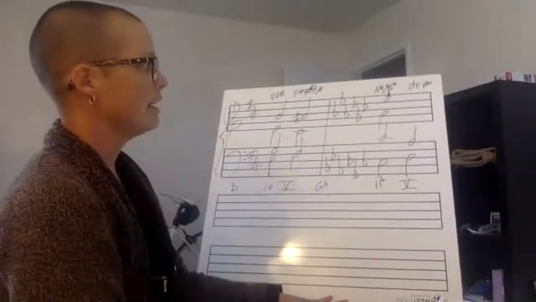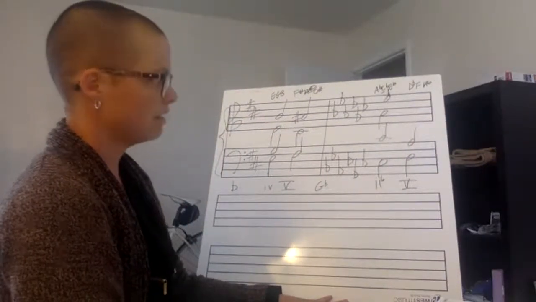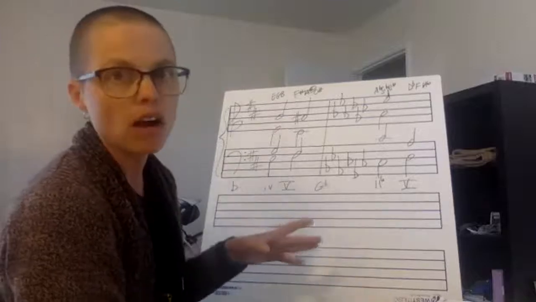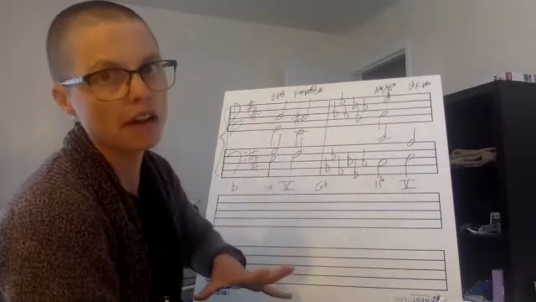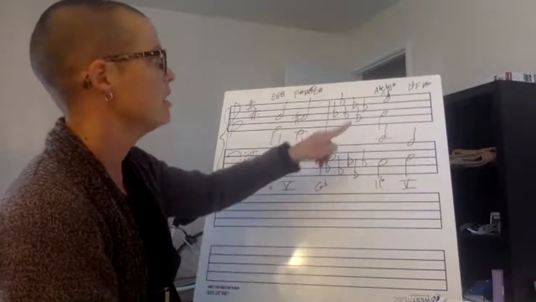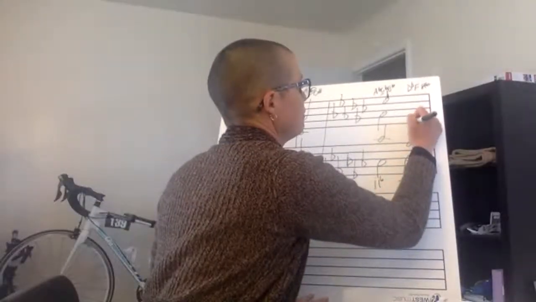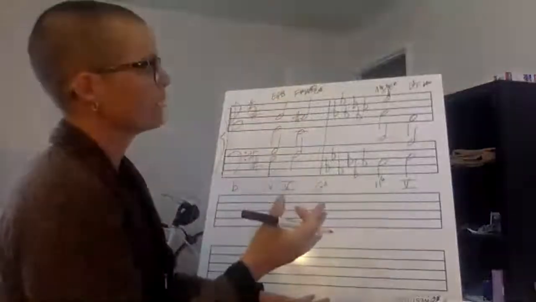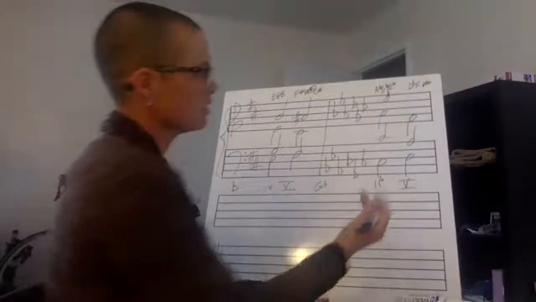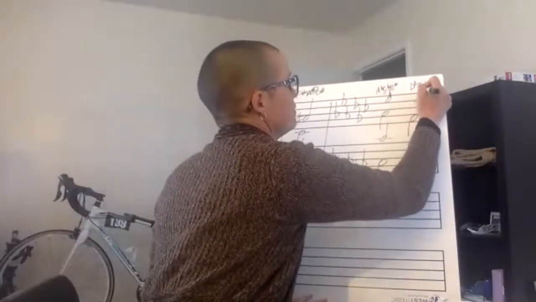Our A flat in the alto needs to move down to the nearest chord tone. So we're not keeping our common tone here. We're moving everything down in contrary motion to the bass. So A flat down to the nearest chord tone is going to be an F. And then our soprano E flat moving down to the nearest chord tone, that's going to be a D flat.